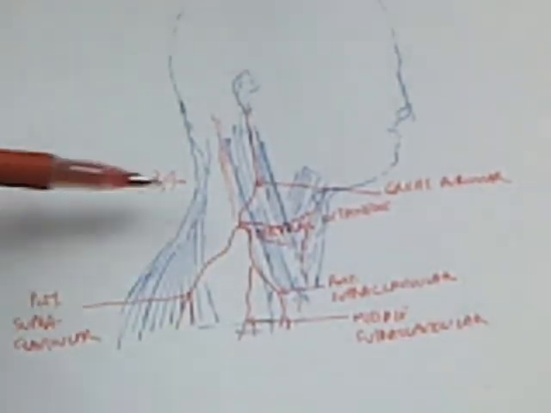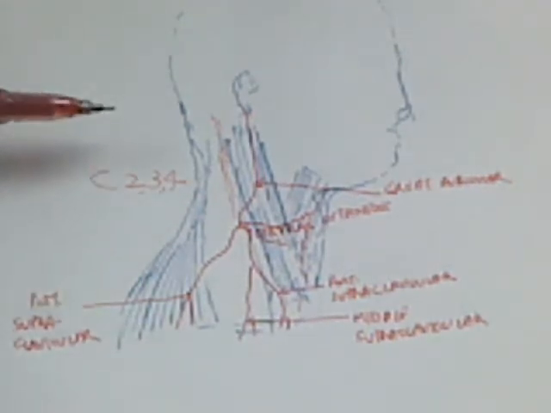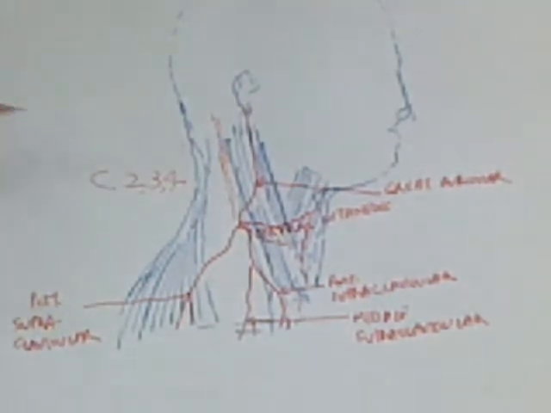Now the broad band of skin over the posterior part of the neck is supplied by the dorsal posterior primary rami. The important point is that the first cervical nerve, C1, has no cutaneous distribution.